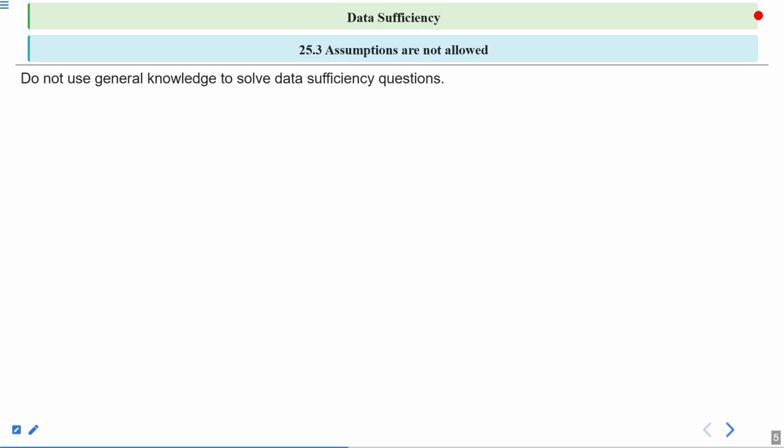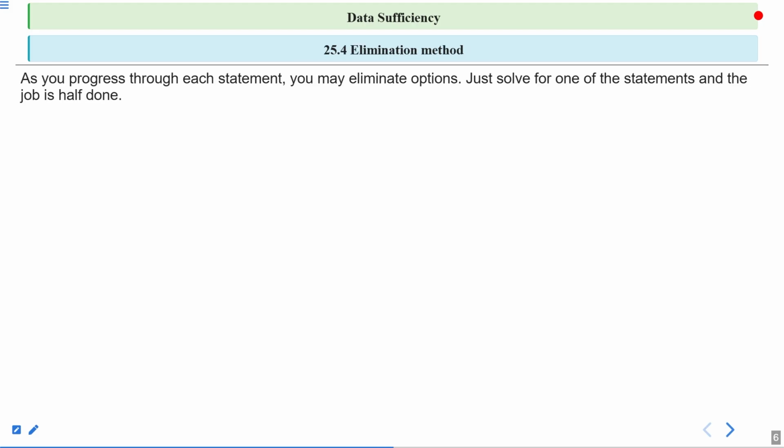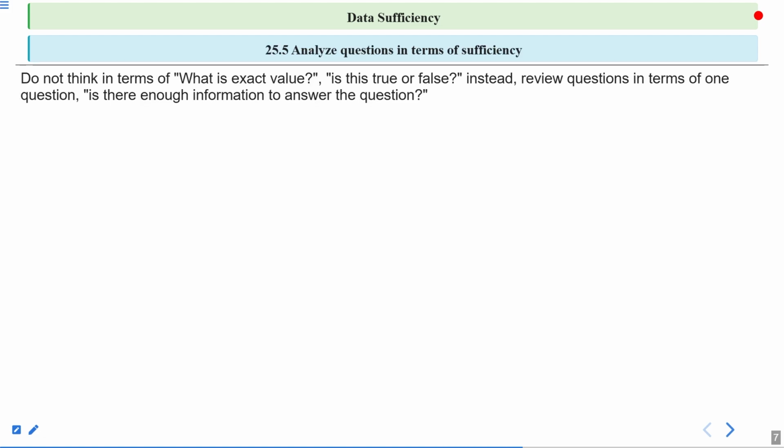So assumptions are not allowed. Do not use general knowledge to solve a data sufficiency question. As you progress, use the elimination method. As you progress through each statement, you may eliminate options. Just solve for one of the statements and the job is half done. Analyze the question in terms of sufficiency. Do not think in terms of what the exact value is, or whether this is true or false. Instead, review the question in terms of one question: is there enough information to answer the question?